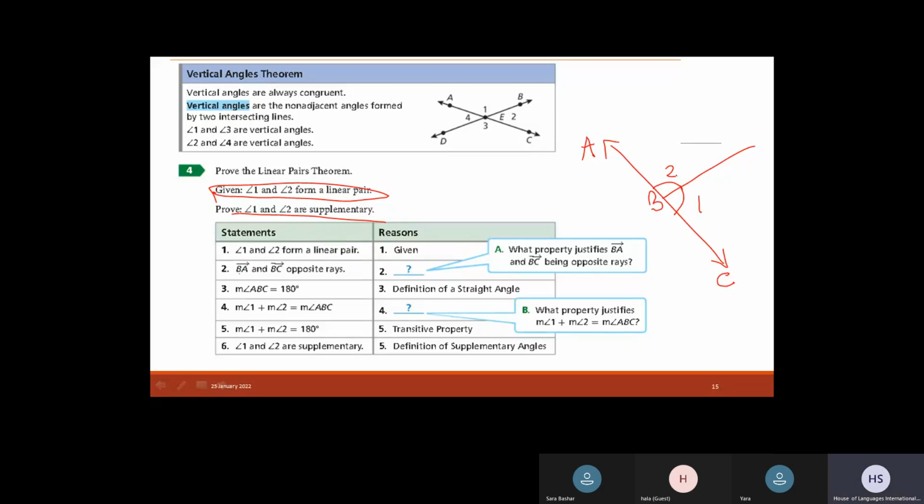So now, look, they told me that the rays BA and BC are opposite. Why? They are two opposite rays, BA and BC. Okay, they are opposite. What is the reason? Definition of what? Linear pair. Bravo.